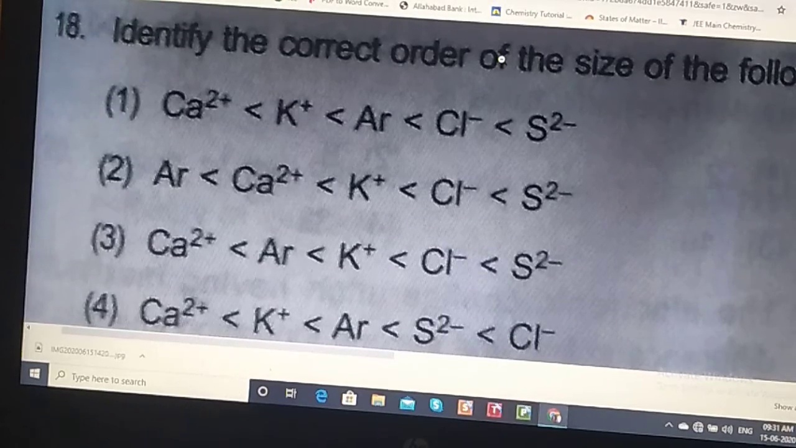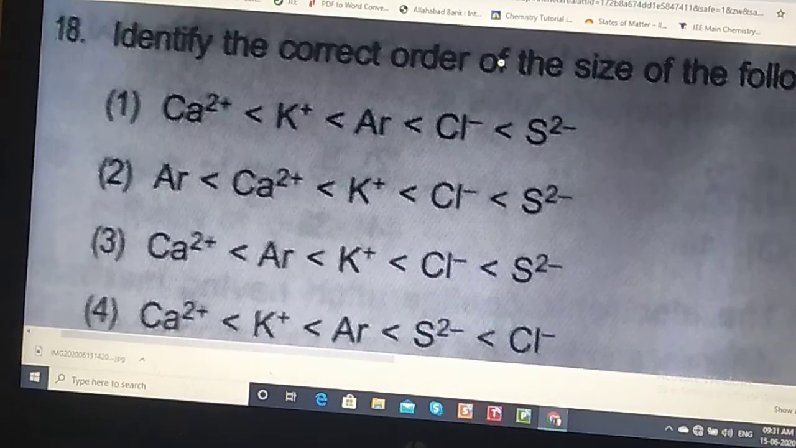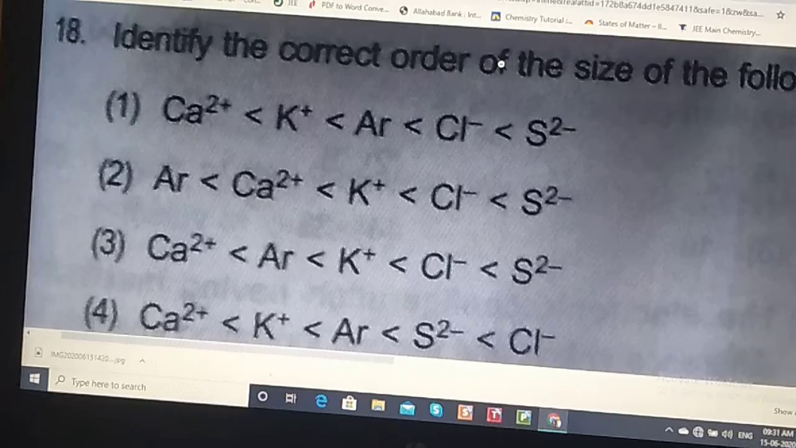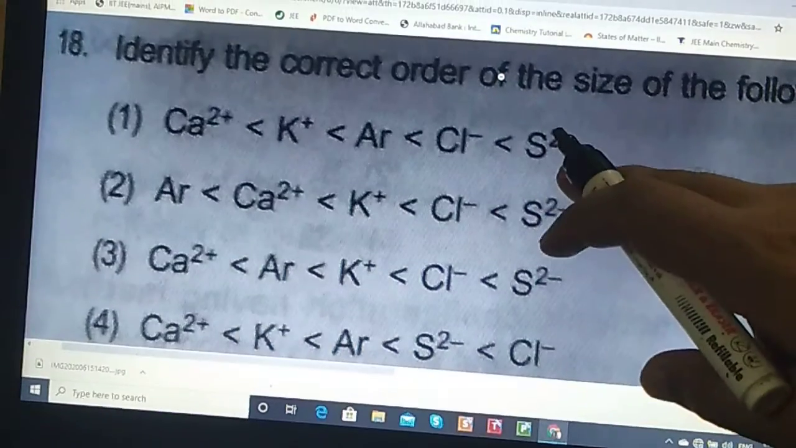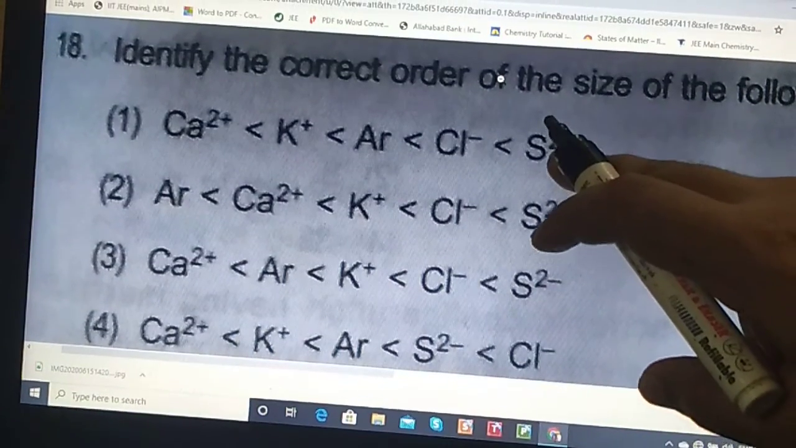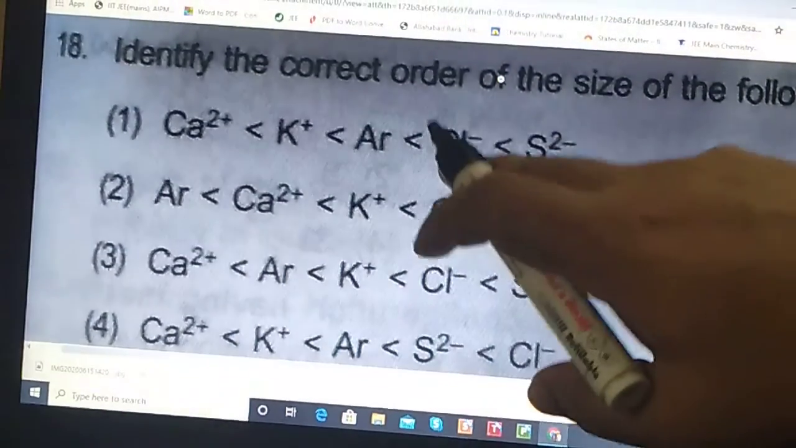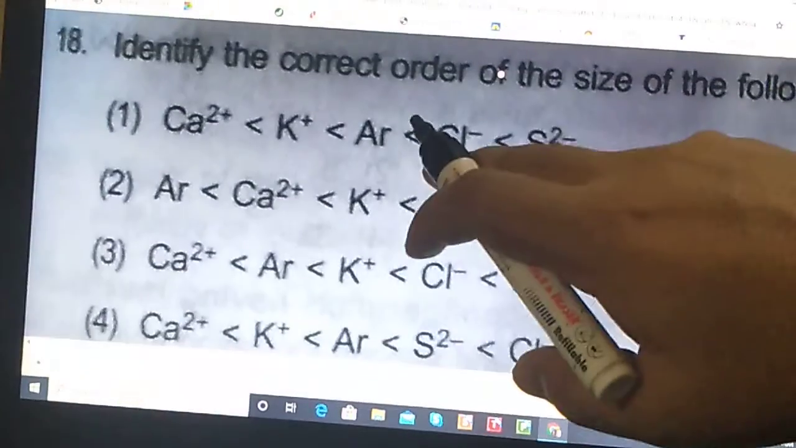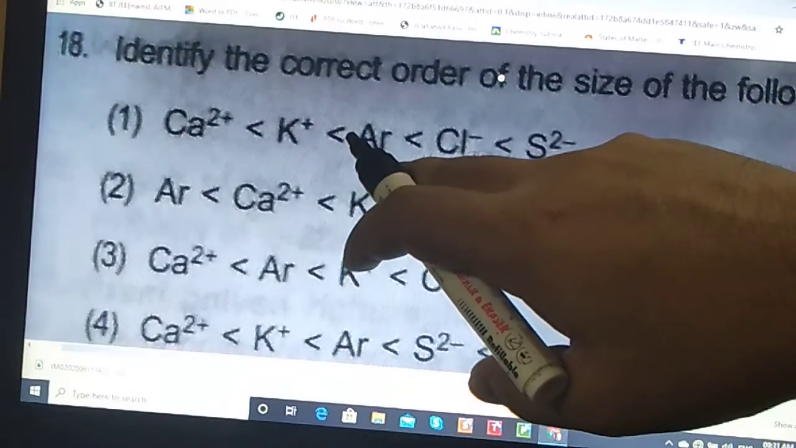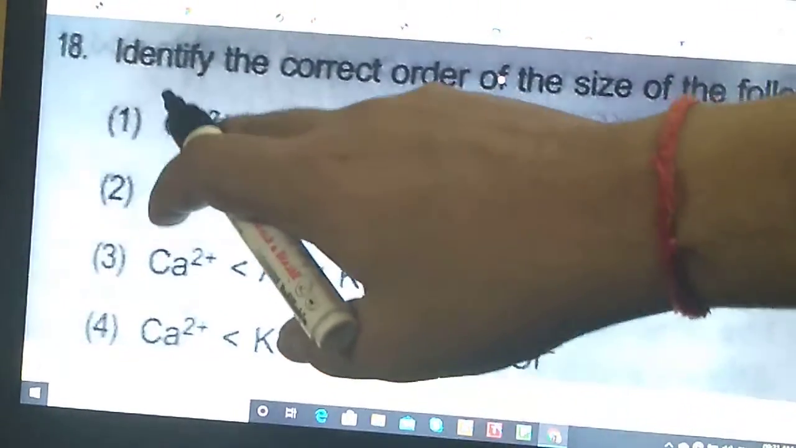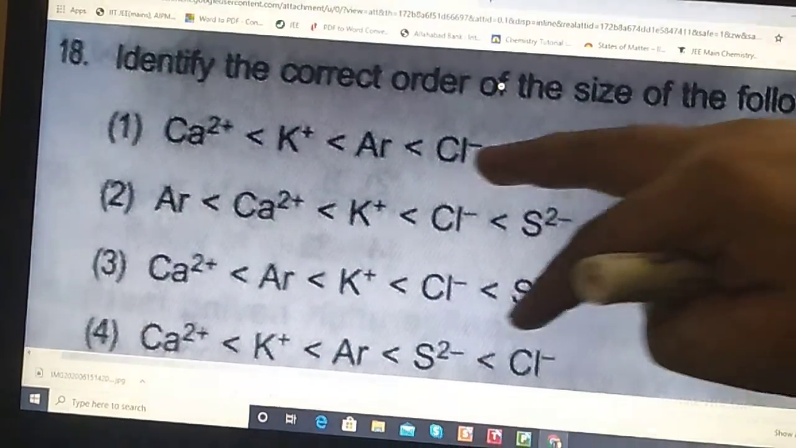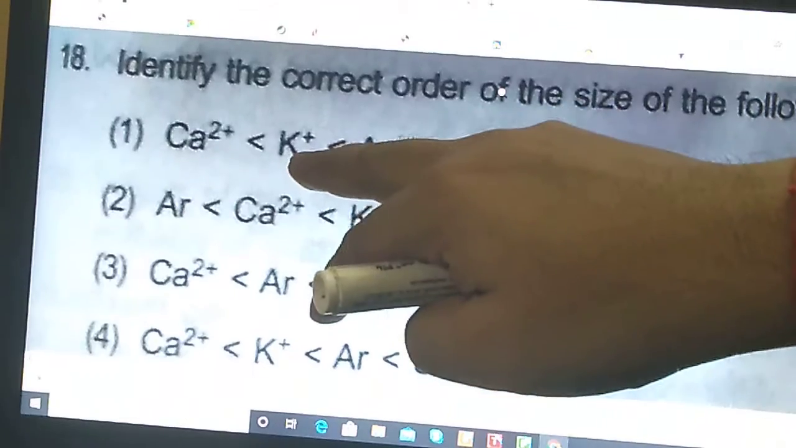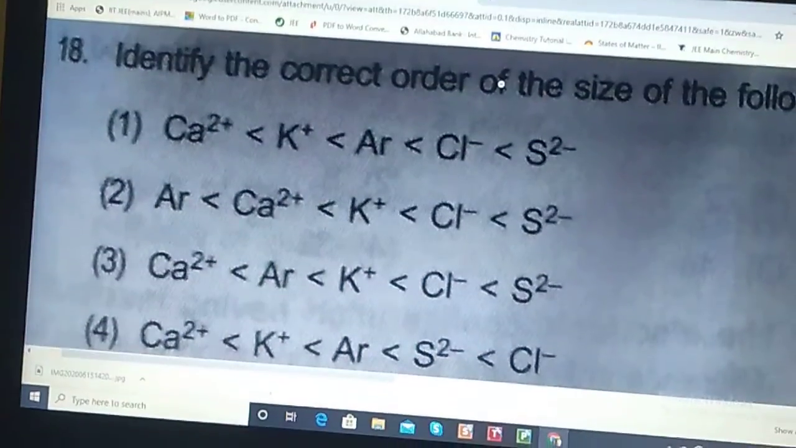So they have given it in the period, student. So they are giving moving across the period. If you see, the more the negative charge, the larger the size. First option: 2 negative, 1 negative, these two are correct. Then argon is group number 18. Then 1 positive, 2 positive. The first option is correct, student, because 2 negative, 1 negative, then atom, then 1 cation, 2 cation. This option number first is correct.